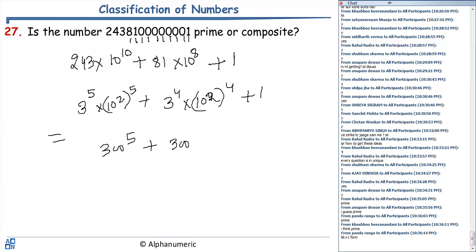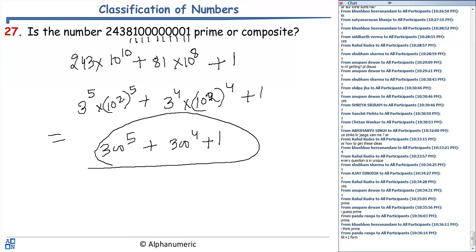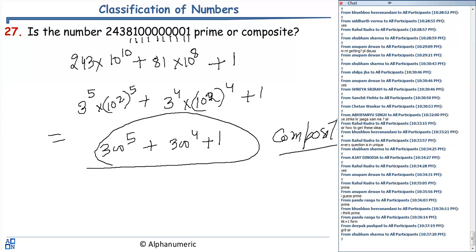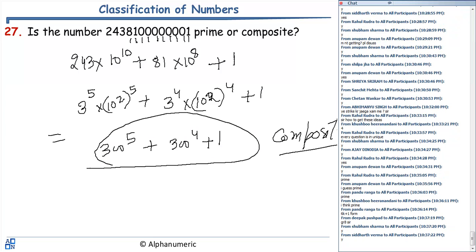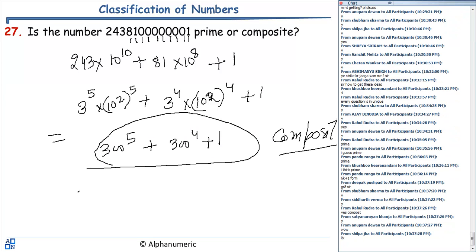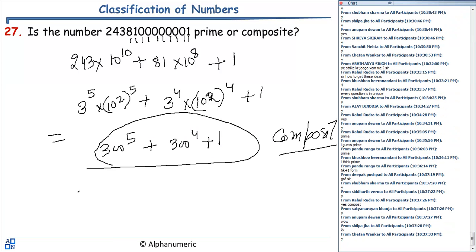और अभी discuss किया था ना that this is a composite number in the previous question. Yes or no? We have discussed that thing. So the answer is it's a composite. मैंने बताया भी था कि ये previously discuss कर चुका हूँ. This is in the form of 300 raised to power 5 plus 300 raised to power 4 plus 1. So it's a composite. Alright, so I'm moving to the next.